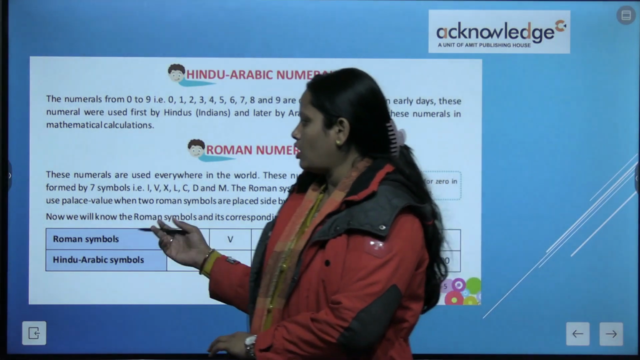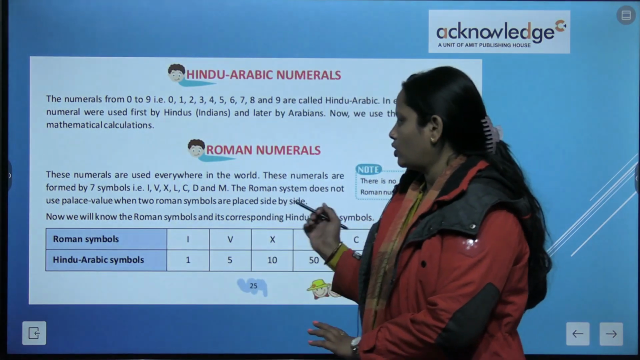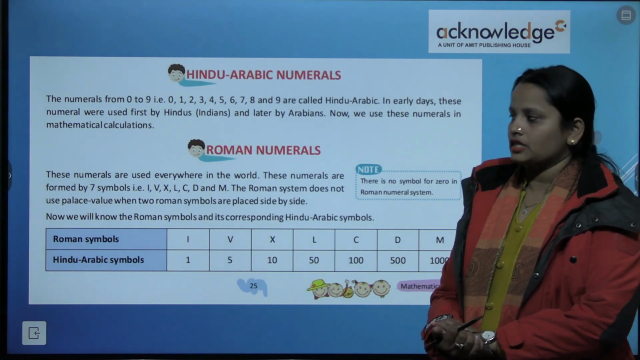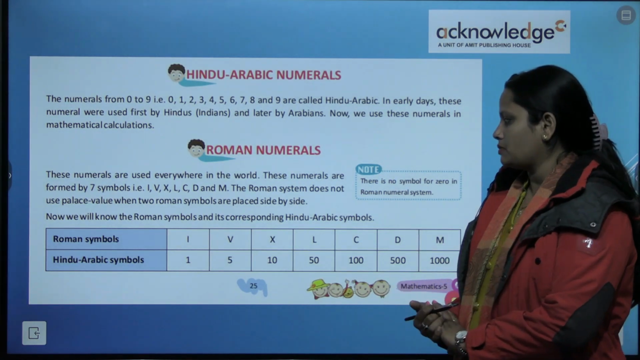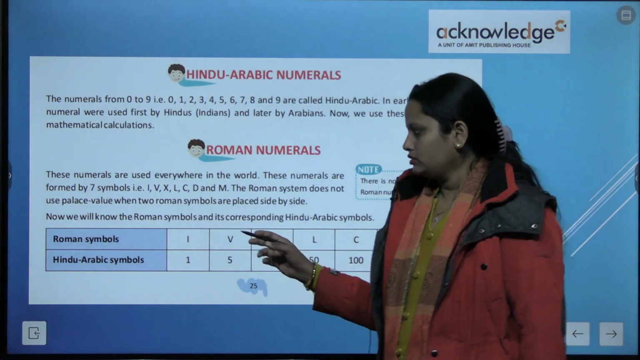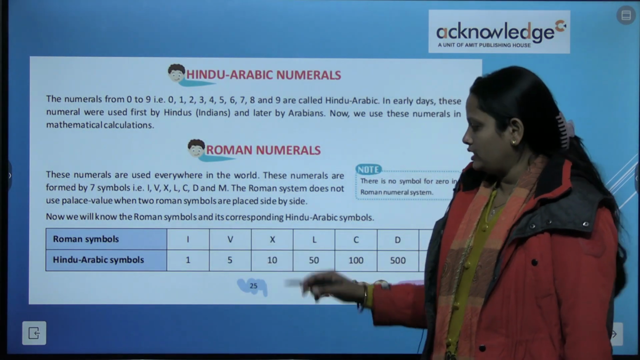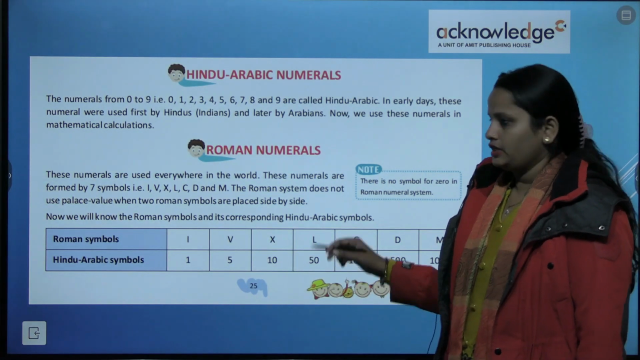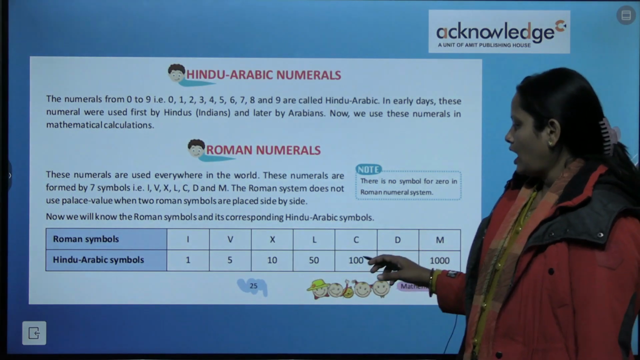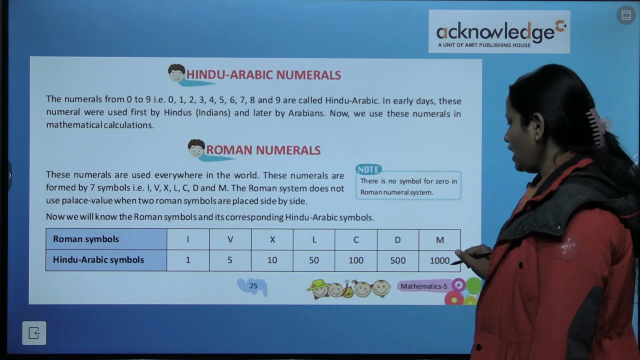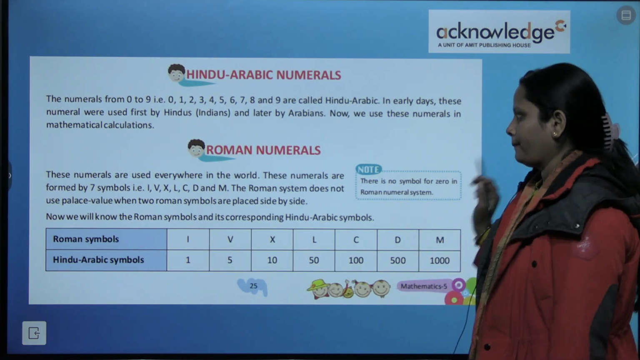So now we know the Roman symbols and the corresponding Hindu-Arabic symbols. तो हमें रोमन सिंबल्स भी पता चल गए और हिंदू अरेबिक सिंबल्स भी पता चल गए. लेट्स रीड. 1 is written as I, 5 as V, 10 as X, 50 as L and 100 as C, 500 D and 1000 M.